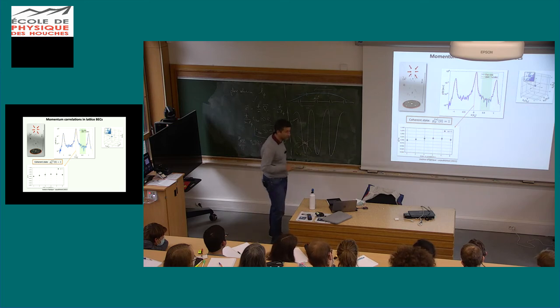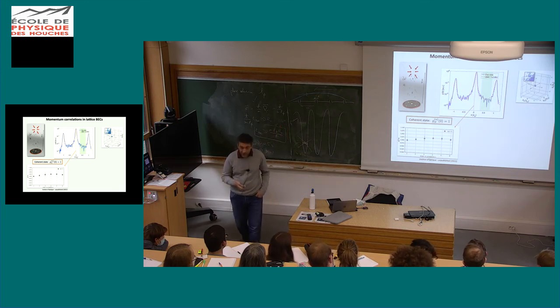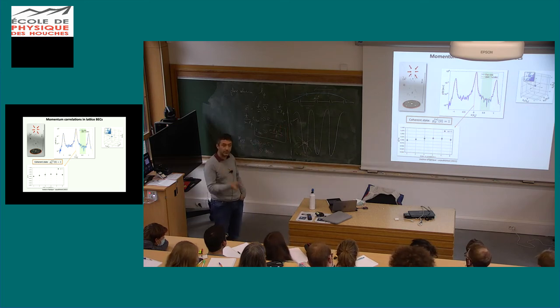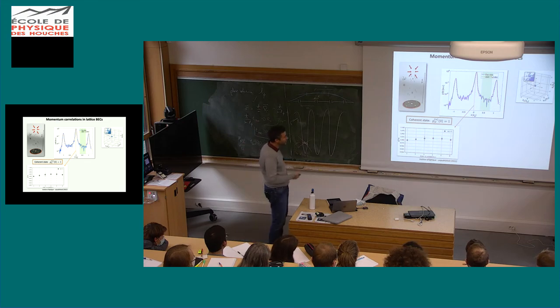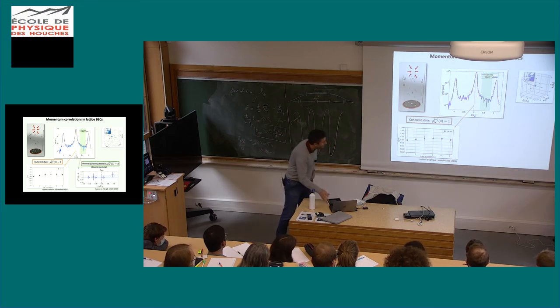Up to, let's say, order 6. So this is the type of thing that you can do if you have a single atom detector, either in situ or in time of flight. You can measure correlations.